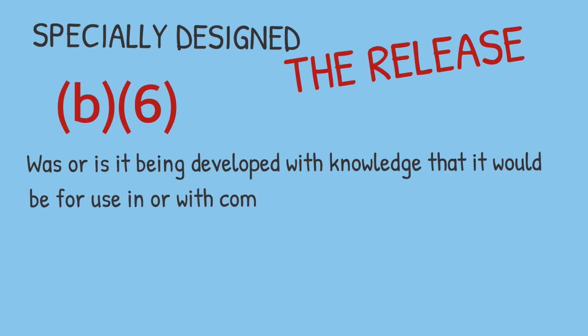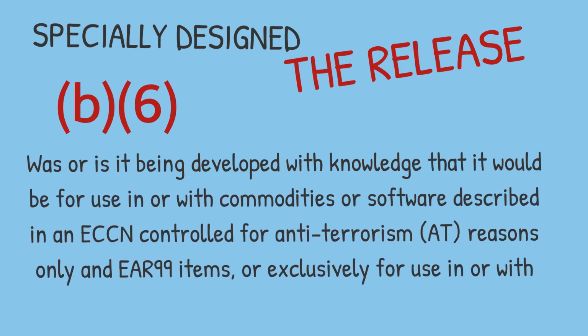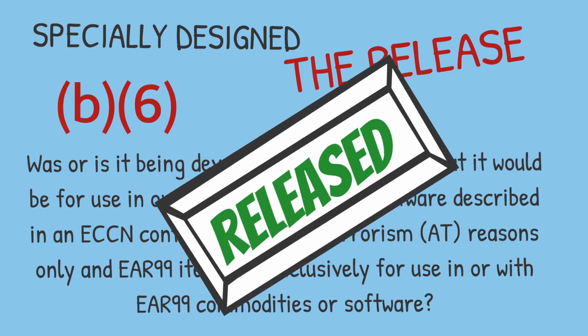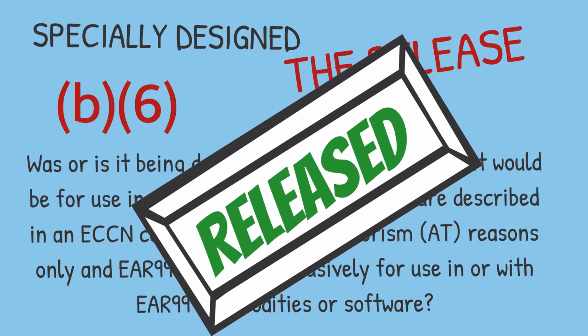Paragraph B6 releases a part that is or was developed for use in or with both items described in ECCNs controlled for anti-terrorism reasons only and EAR 99 items, or exclusively for use in or with EAR 99 items. This scene says paragraph B6. Was or is it being developed with knowledge that it would be for use in or with commodities or software described in an ECCN controlled for anti-terrorism reasons only and EAR 99 items, or exclusively for use in or with EAR 99 commodities or software? A stamp with the word released appears on the screen.